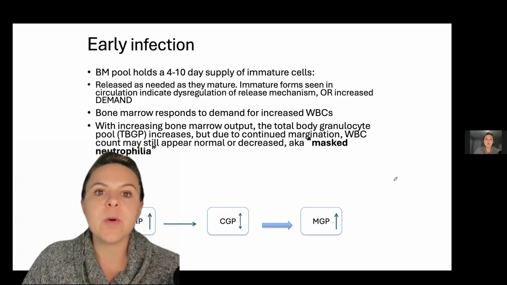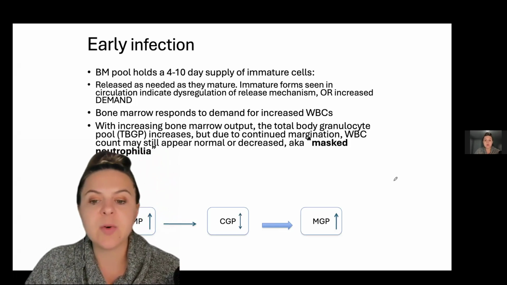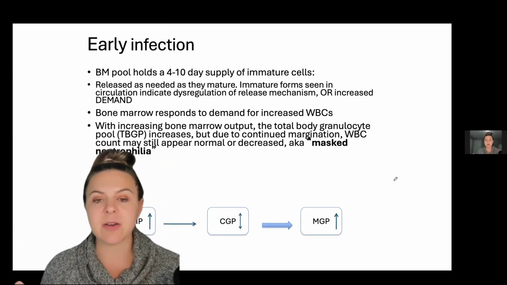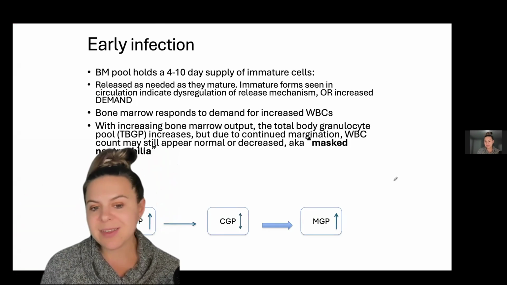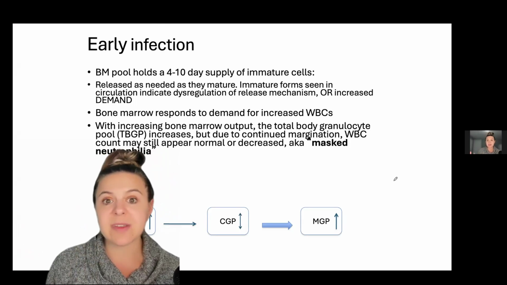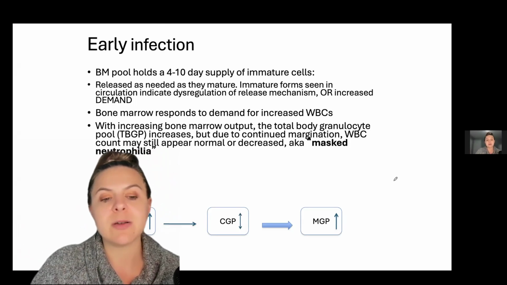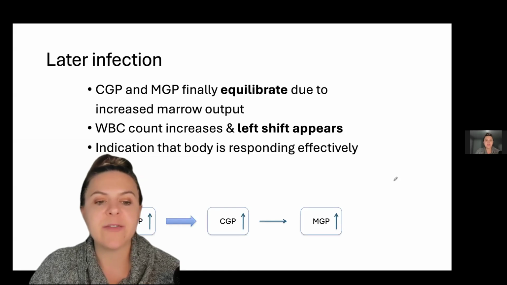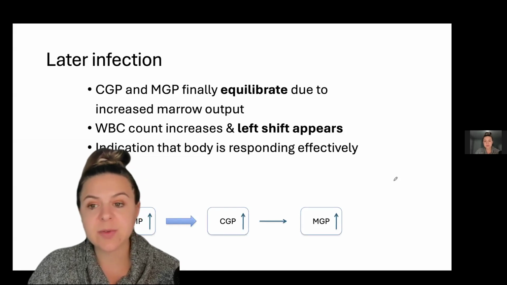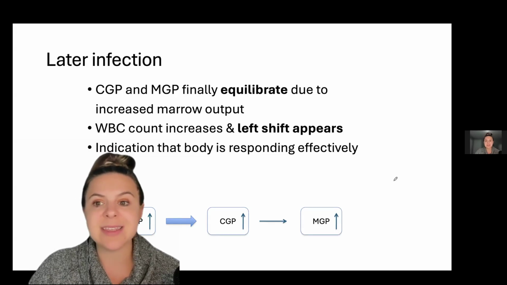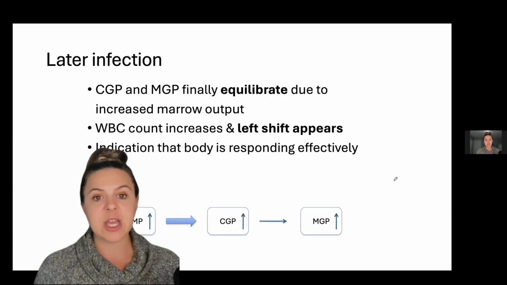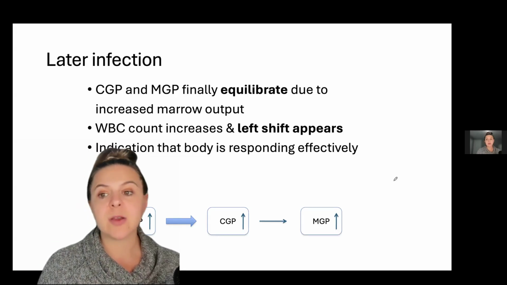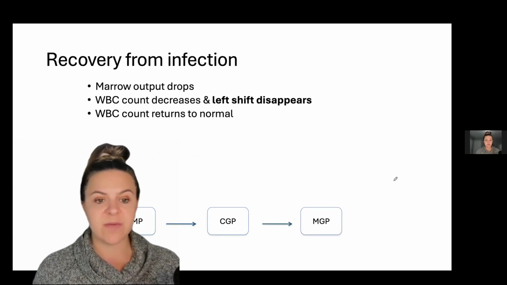When we have increased bone marrow output, the total body granulocyte pool will increase. But because things keep undergoing margination, our white blood cell count might still look normal or even decreased, which would be considered masked neutrophilia. And later, our 2 pools will equilibrate due to increased marrow output. And this is when we finally see our white blood cell count increasing and that left shift appearing. That indicates our body is responding normally. That's a normal response to infection.